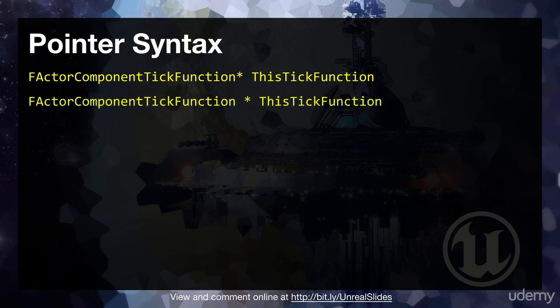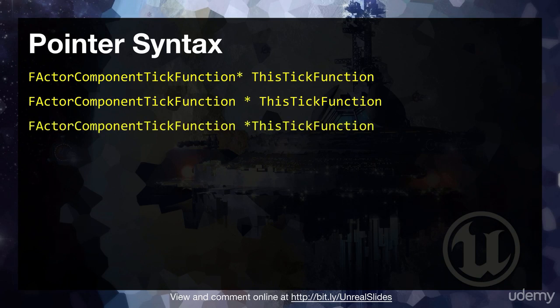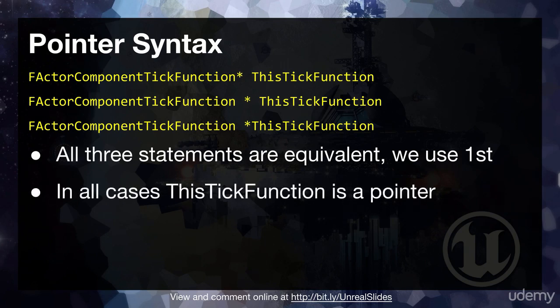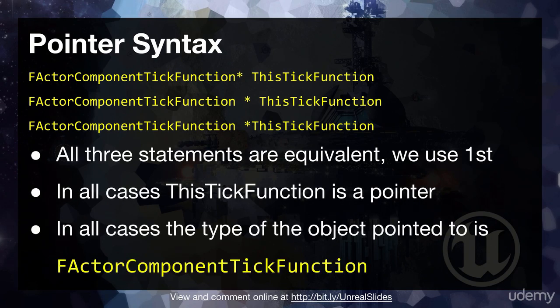Now that's equivalent to putting a space before the star, like that. And it's also equivalent to putting the star tightly up against the actual variable on the right-hand side there. Okay, now we're going to go with the first syntax because that's Unreal standard, but you will see all three used. So you have to get used to ignoring where the white space is there and understanding that when those two things are together with a star between them, then the thing on the right is a pointer of type the thing on the left. So all three statements are equivalent. We use the first. In all cases, ThisTickFunction is a pointer, and in all three cases, the type of the object pointed to is the thing on the left.